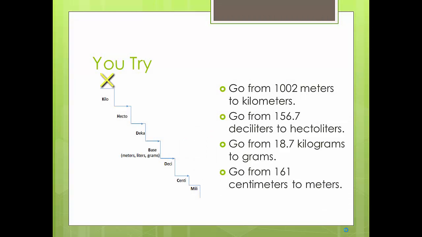For my third example, I'm going to go from kilograms to grams. This means I need to rotate my decimal to the right because I'm going down the stairs. So I'm going to go down the stairs 1, 2, 3 spots again, but this time to the right rather than to the left. So if I rotate my decimal to the right 3 times, I get 18,700 grams.